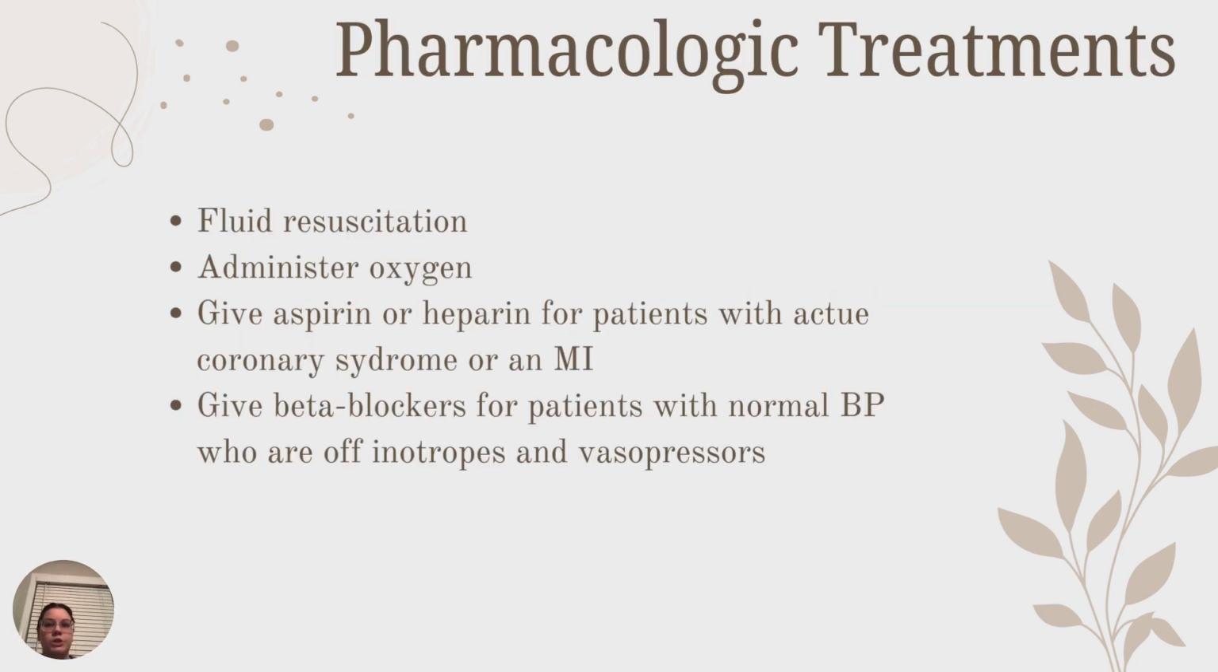So then pharmacologic treatments, the main one's going to be fluid resuscitation, giving oxygen. If it's a patient with acute coronary syndrome or an MI, you're going to want to give aspirin or heparin. And then you can also give beta blockers for a patient with a normal BP that is also off of inotropes and vasopressors. If the patient has signs of heart failure or low output, you do not want to give beta blockers. And then you also want to avoid giving renin-angiotensin-aldosterone system antagonists in a hypotensive patient.